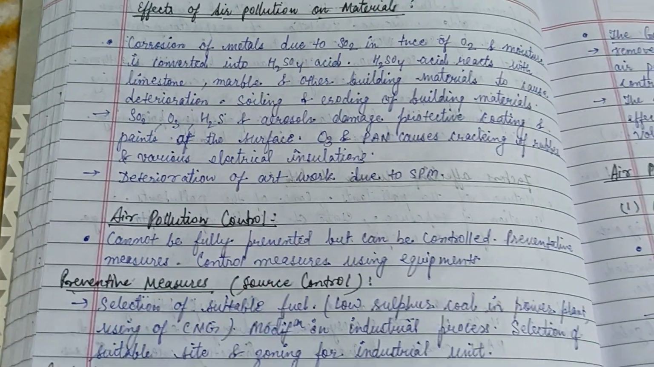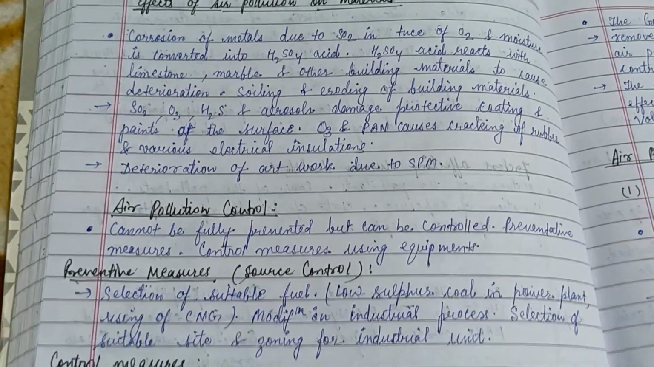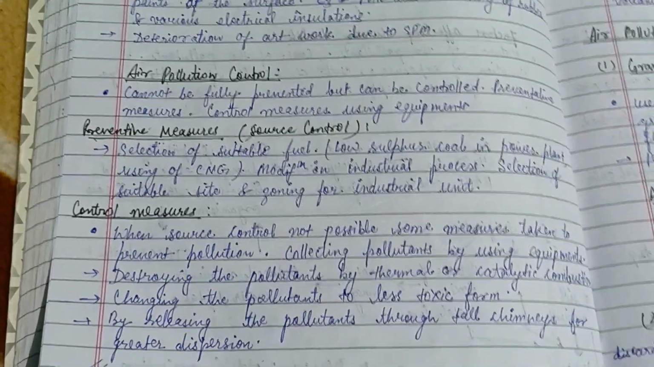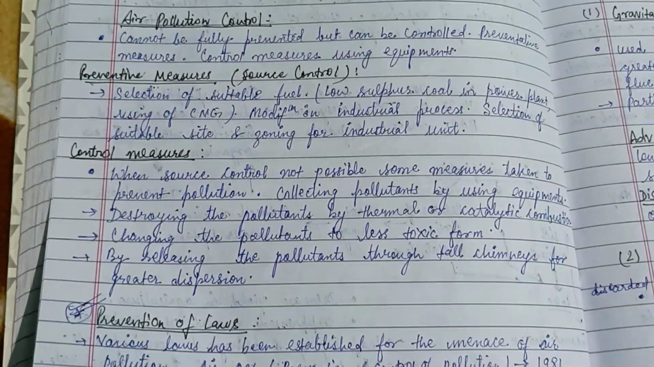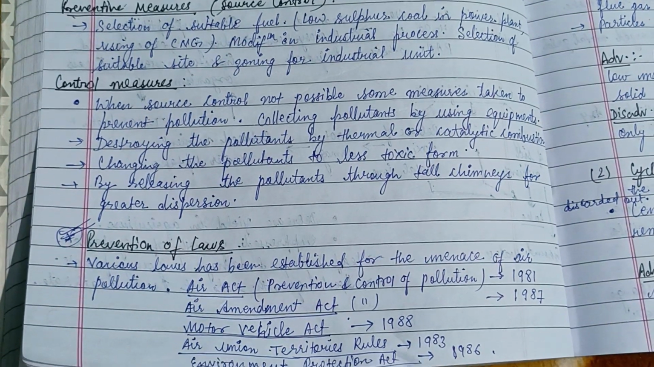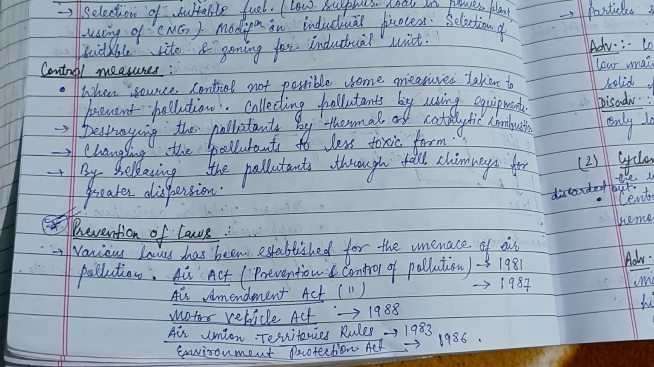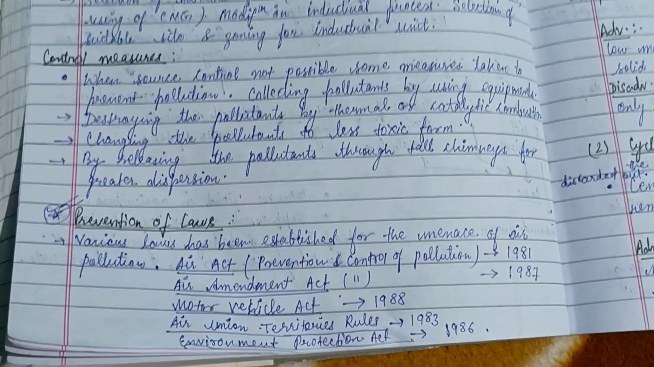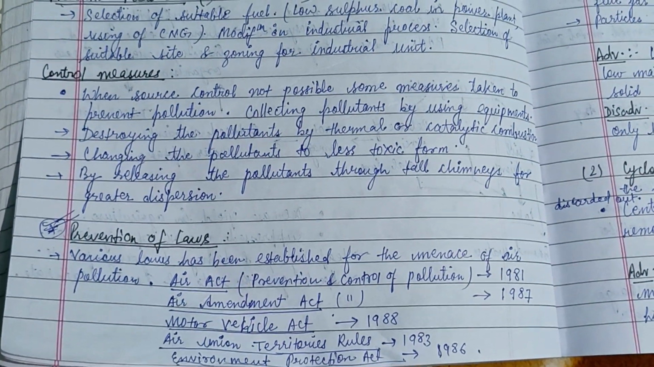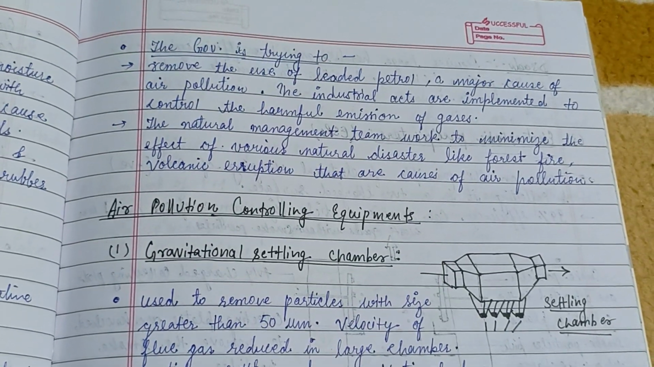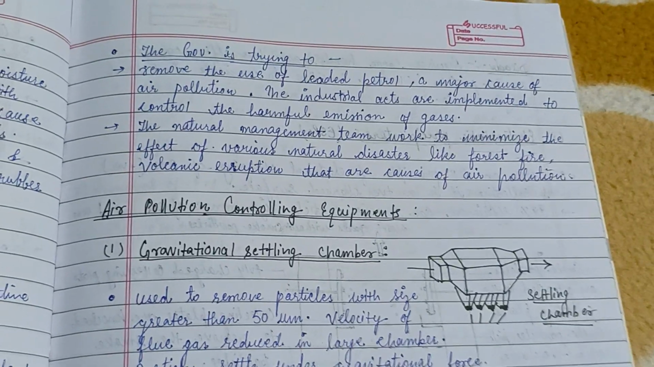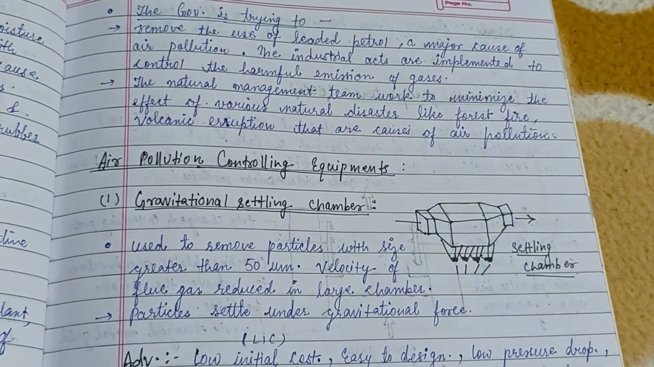Corrosion of metal occurs because sulfur dioxide in the presence of oxygen and moisture is converted into H2SO4, sulfuric acid. Air pollution control involves preventive measures, sources and control. There are laws regarding air pollution, like the Air Act, Air Amendment Act, Motor Vehicle Act, Air Union Territories Rules, and Environmental Protection Act. Government bodies and NGOs are trying to maintain this and control air pollution.